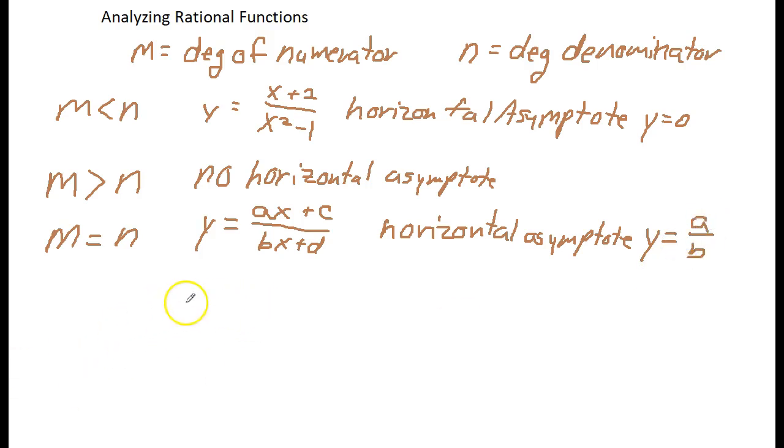So, for example, if this were the equation y equals (3x minus 5) over (2x plus 8), then it would be the line y equals 3/2. That would be the horizontal asymptote for that.